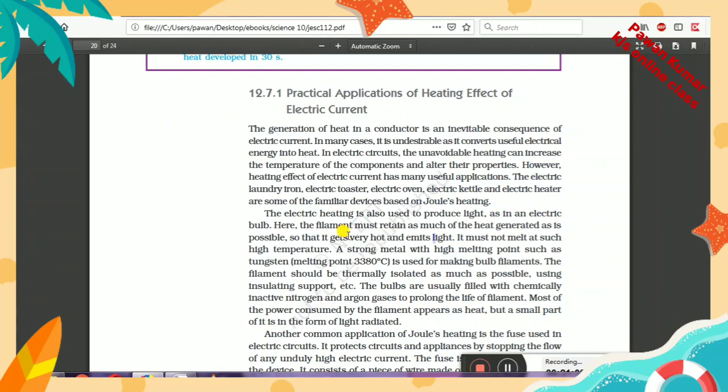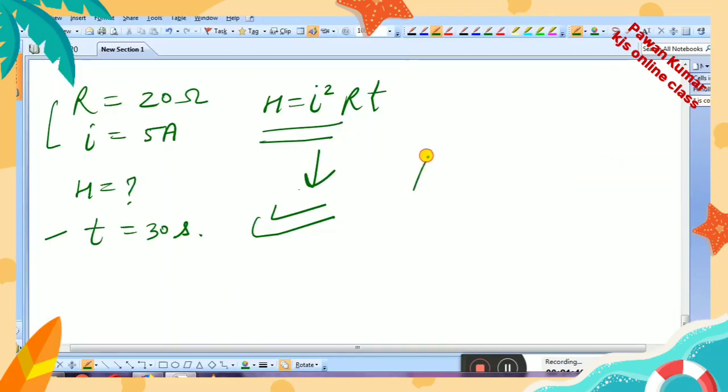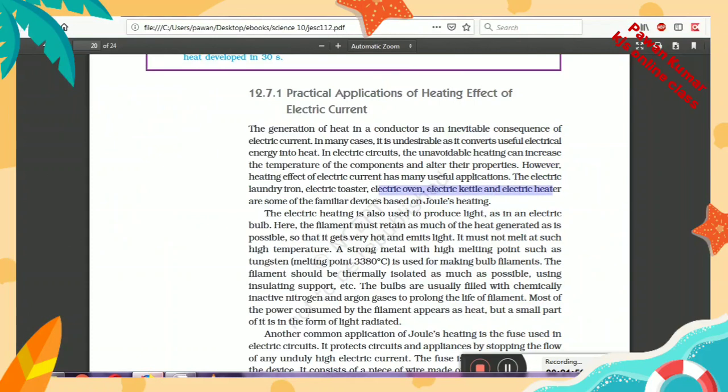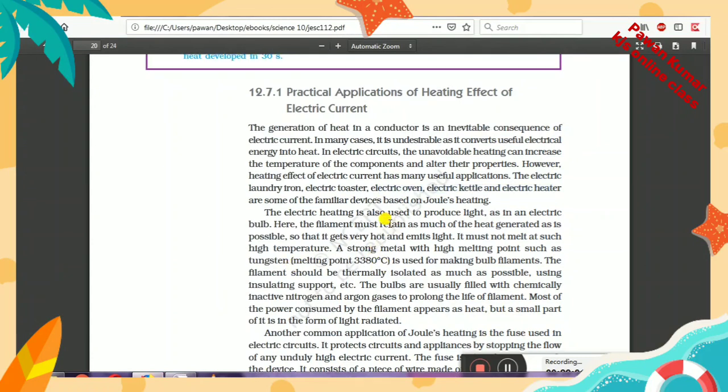And also I told you the reason behind this, why these all things are producing so much heat, because to make them we are using alloy. And what is in alloy? In alloys we have high resistivity. This high resistivity produces very high heat, that's why. Okay, so you are getting the explanation as well.